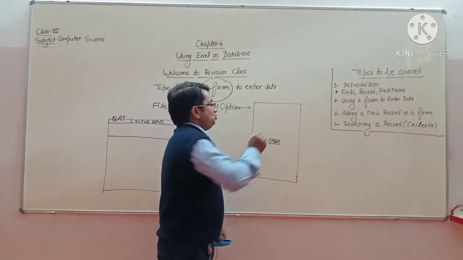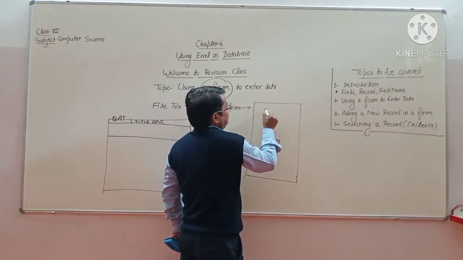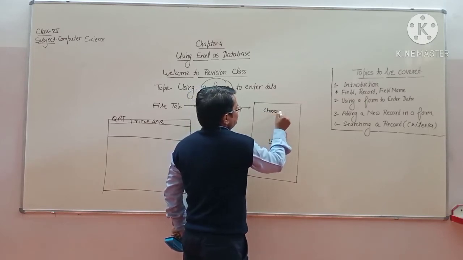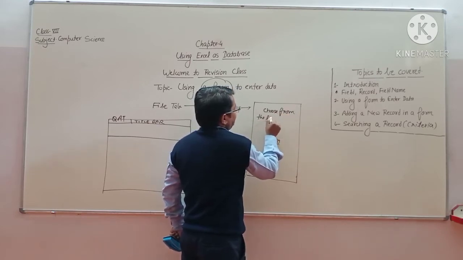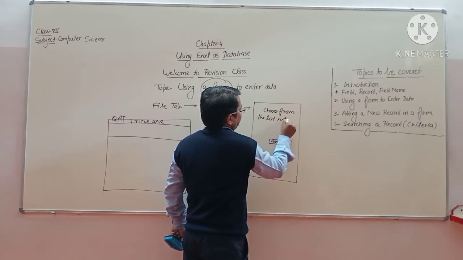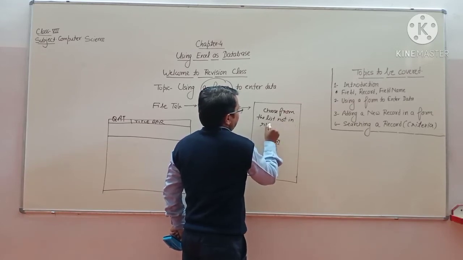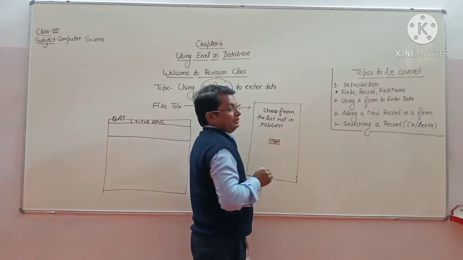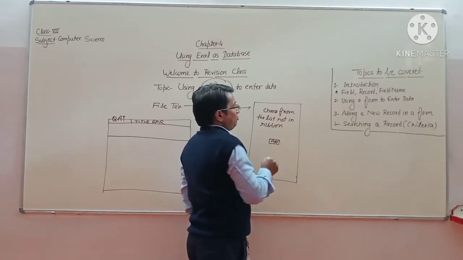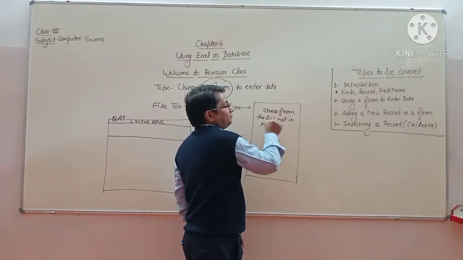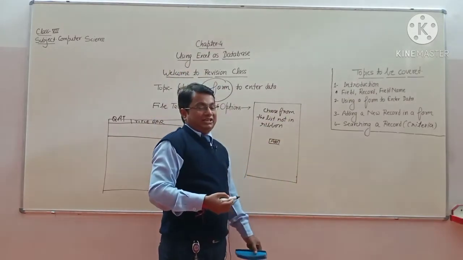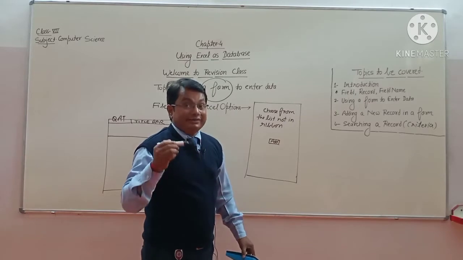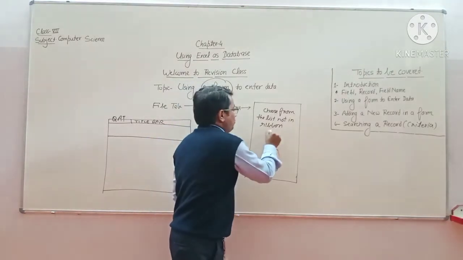In this window, you will have one section. Choose from the list: Not in ribbon. Once you click on that, this is the name of the section, and you will have a long list. In that list, the form option is there.